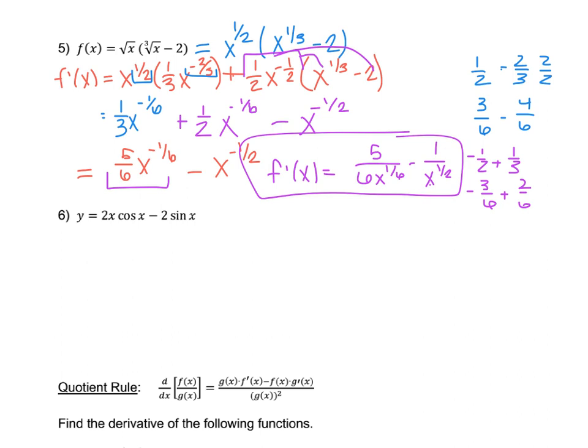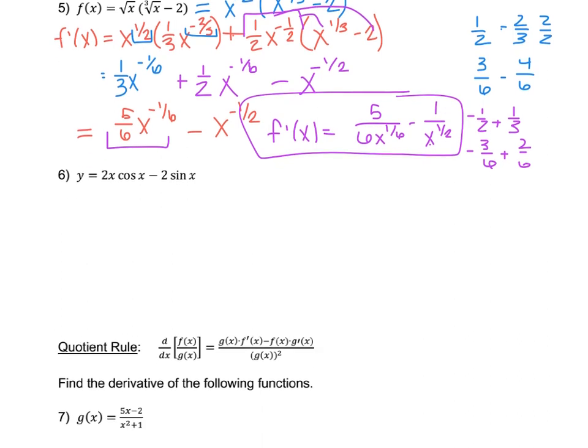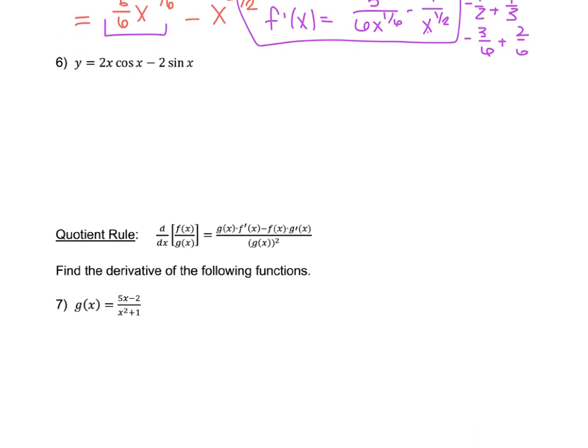All right, let's take another look at one involving trig functions. So in number 6, before you jump into these problems, you need to take a step back and look at what you're dealing with. In number 6, we have 2x times the cosine of x, so that's two separate functions, minus 2 sine of x. Here it's the functions of x that are multiplied together that we'll need to apply the product rule to.